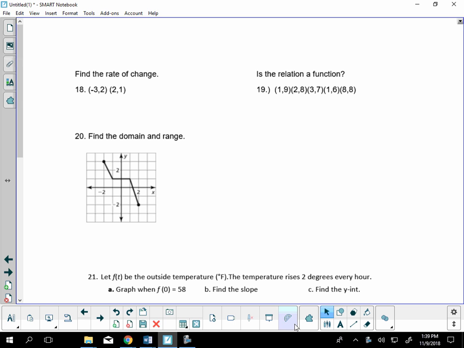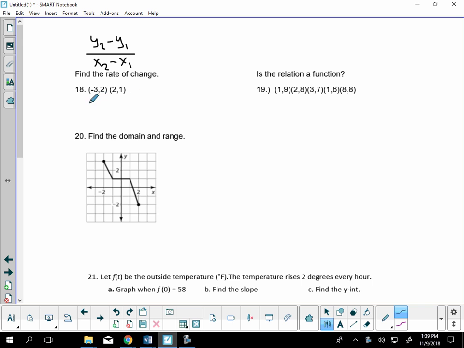All right, let's go ahead and start with problem number 18. Remember, rate of change is how we say slope, and we know that that is the difference of our y's. We subtract our y values over the difference of our x's. We subtract our x values.